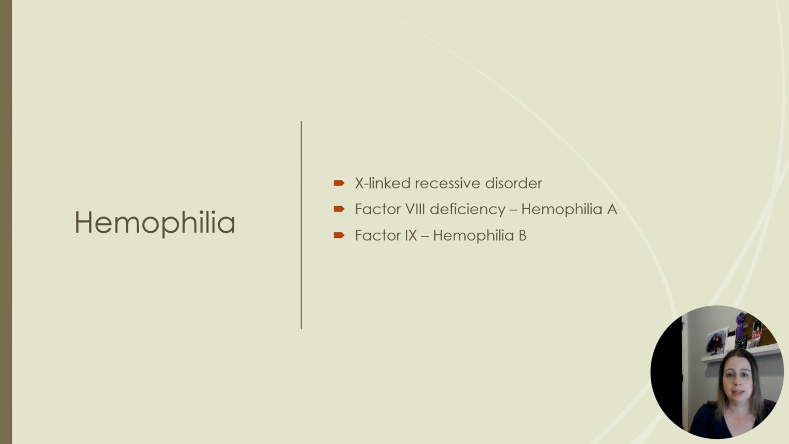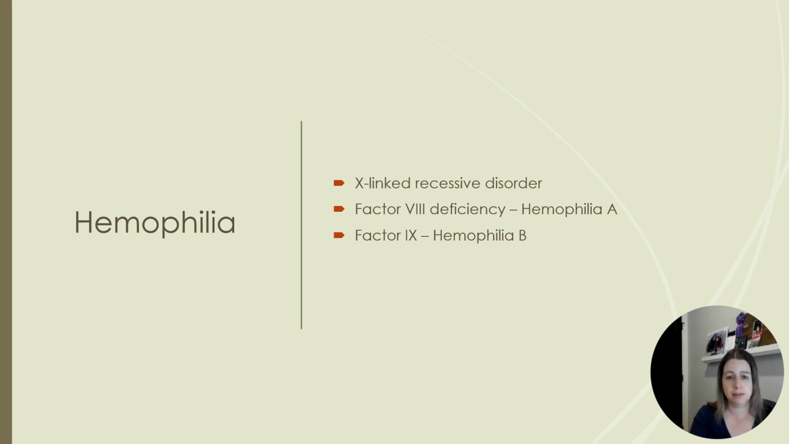Hemophilia is a group of X-linked recessive bleeding disorders where your clotting factors are low or missing. Severity of this disease depends on the amount of factor that is circulating in the blood. The most common type is hemophilia A, which results as a deficiency of factor VIII. The other 20% are hemophilia B, also known as Christmas disease, where factor IX is deficient.